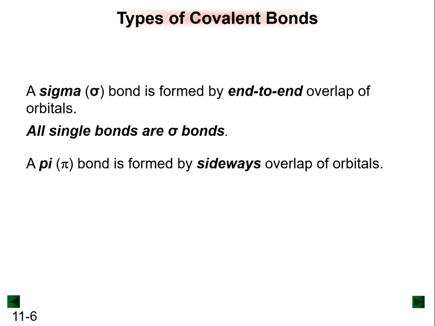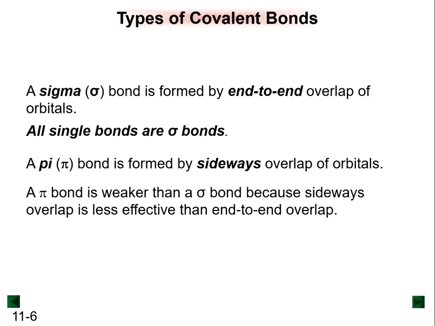Pi bonds are formed by side-to-side overlap, or sideways overlap of orbitals. Therefore, there'll be an overlap above and below the bond. So directly along that bond axis, there's very minimal interaction. But the interaction is in the plane above and below the bond. A pi bond is generally weaker than a sigma bond because sideways overlap is less effective than end-to-end overlap, so the overlap region is smaller.